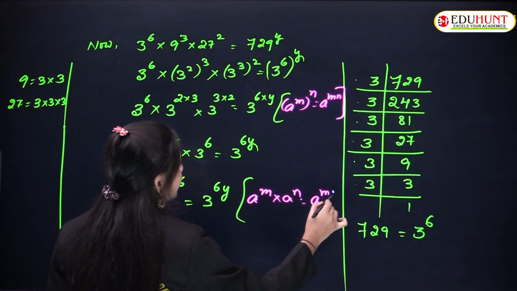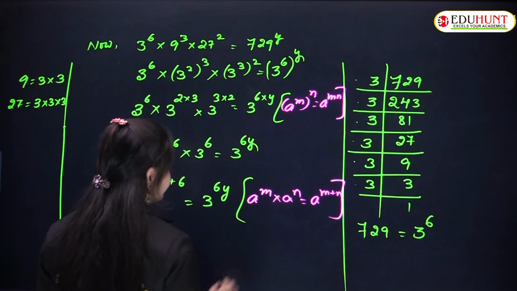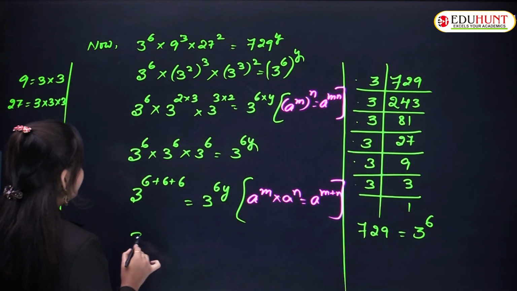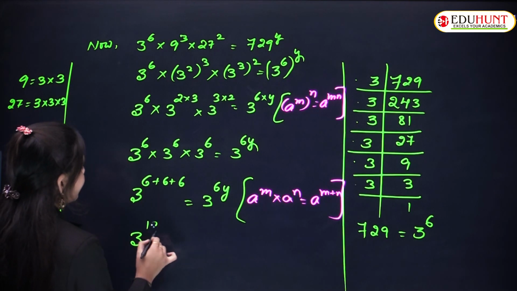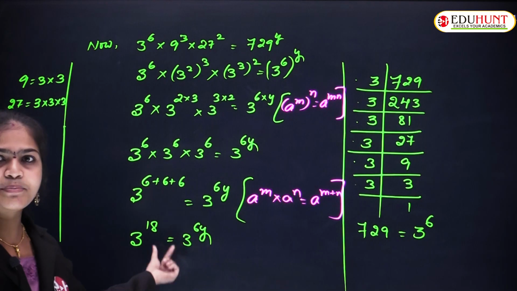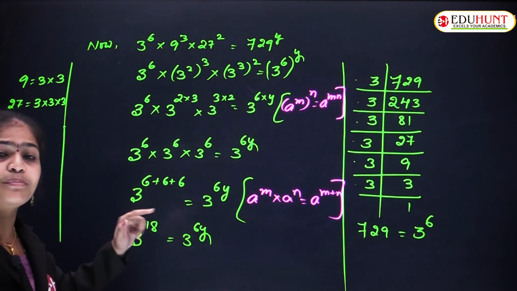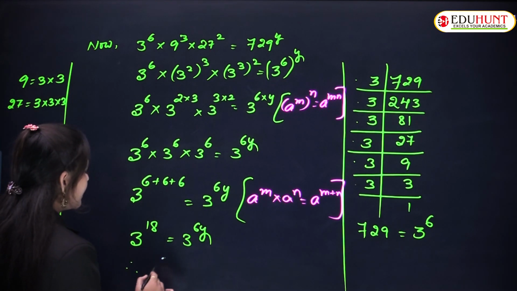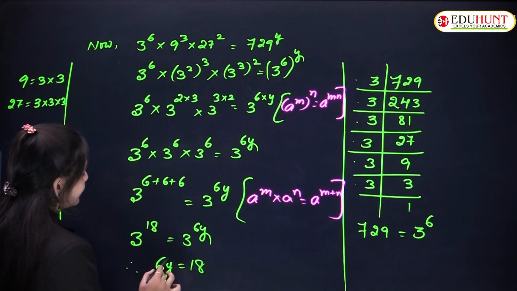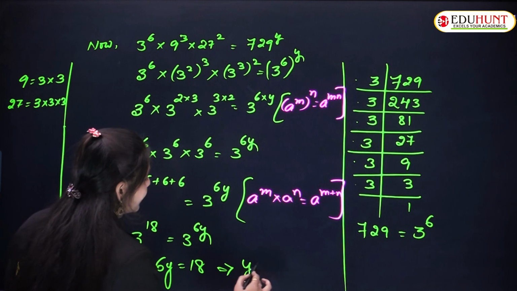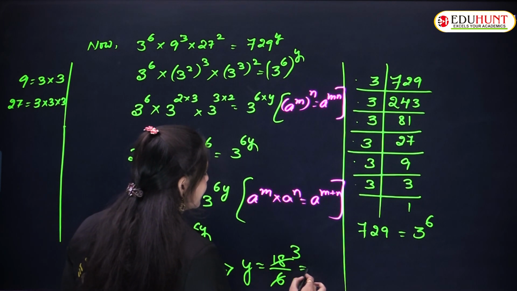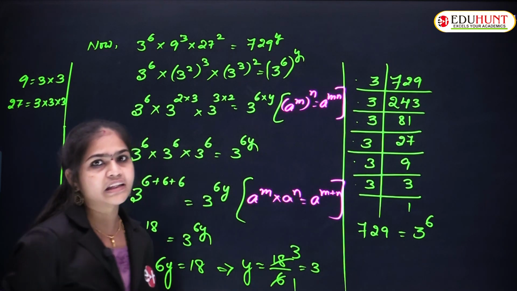A power m plus n. Okay? Now here see that 3 power 6 plus 6 plus 6, again 18, is equal to 3 power 6y. Again, as the bases are equal, their exponents must be equal. That's why here 6y is equal to 18. Okay. Here, from this one, y is equal to 18 by 6, 6 ones are 6, 6 3s are 18, which is equal to 3.